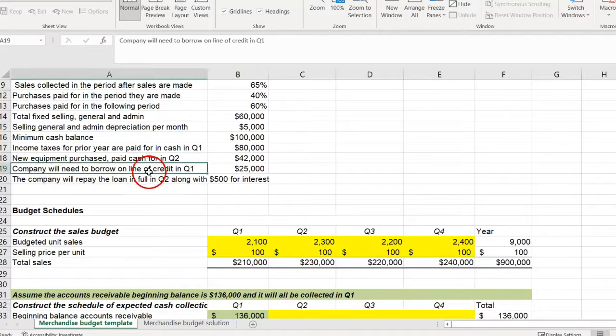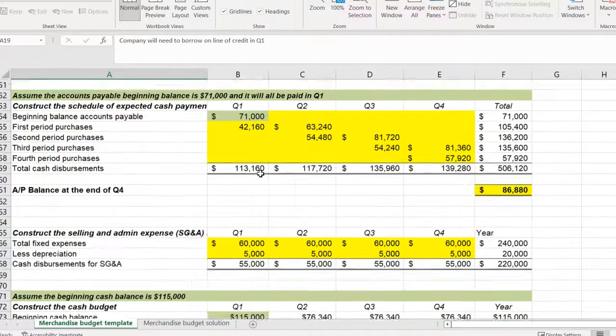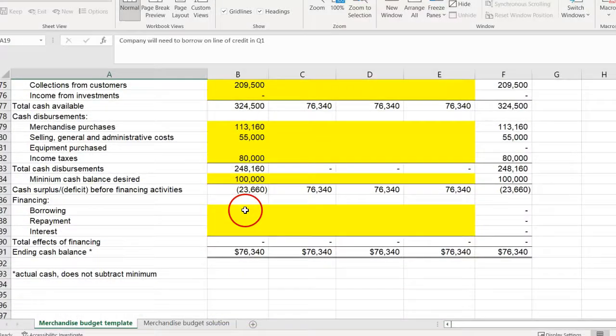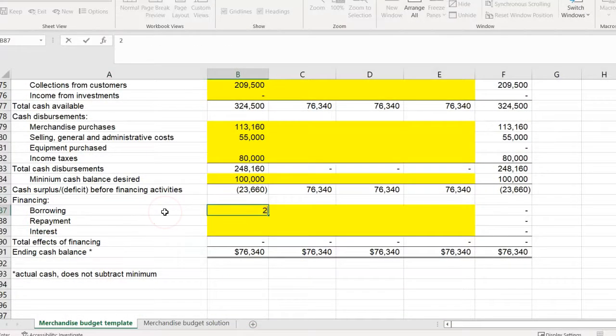So in this example, they said they're going to borrow on their line of credit in the first quarter for $25,000. So they want to borrow $25,000, and a line of credit is like a bank loan. A line of credit is just a revolving line that you can constantly draw down and repay. So we're going to put $25,000 in that financing section. And that's going to be in the borrowing line.